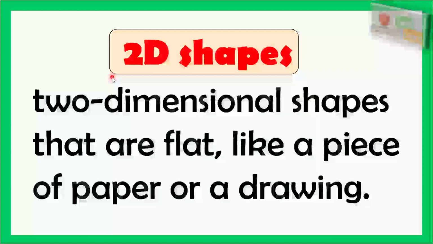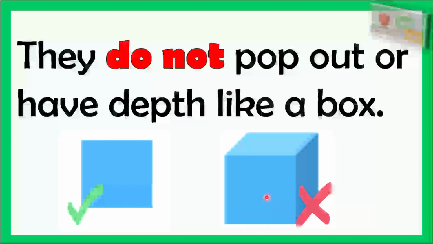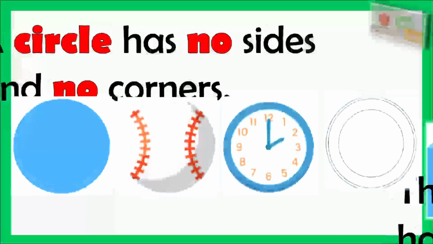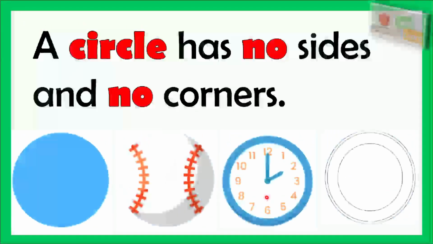2D shapes. Two-dimensional shapes are flat, like a piece of paper or a drawing. They do not pop out or have depth like a box. A circle has no sides and no corners. Like the example below, circle in shape: a baseball, a clock, and a plate.